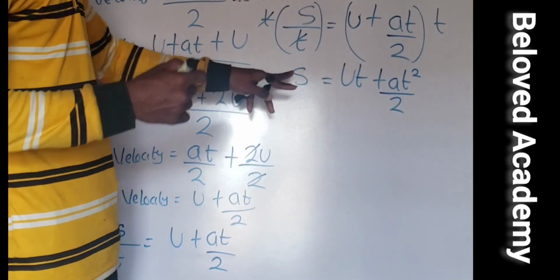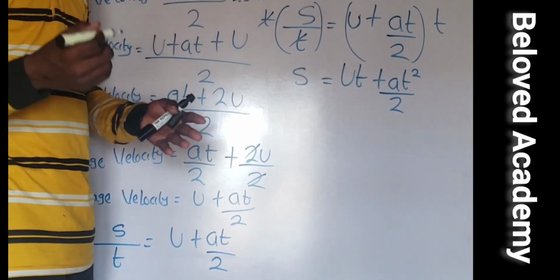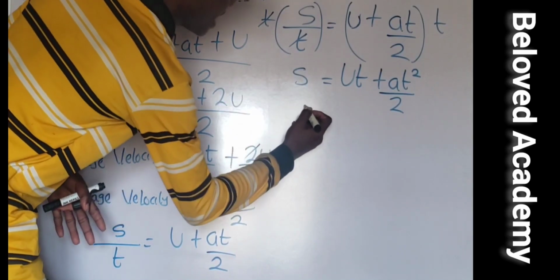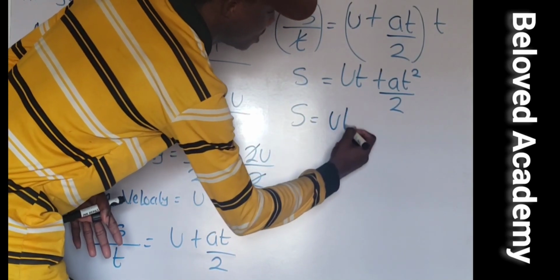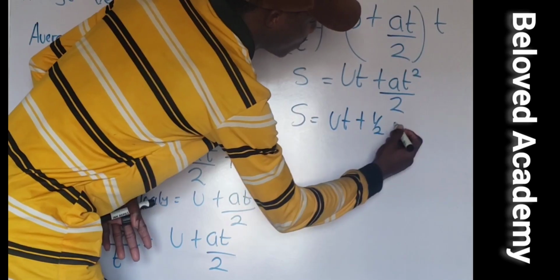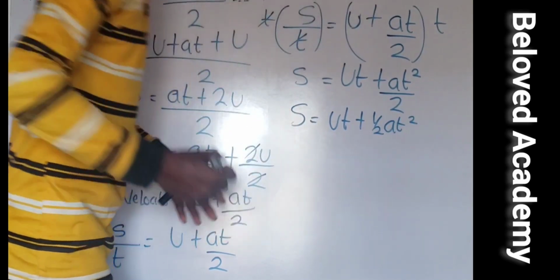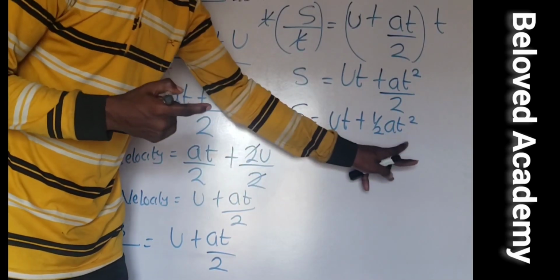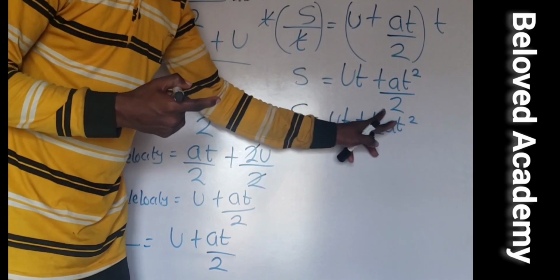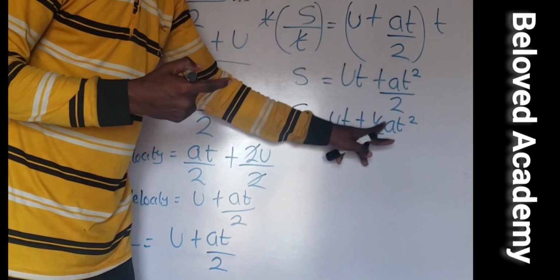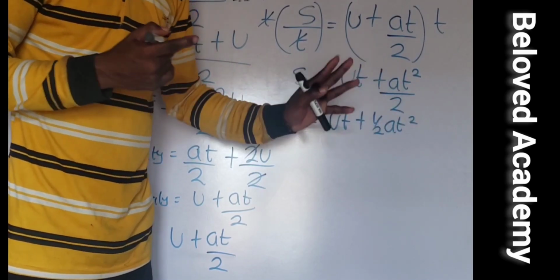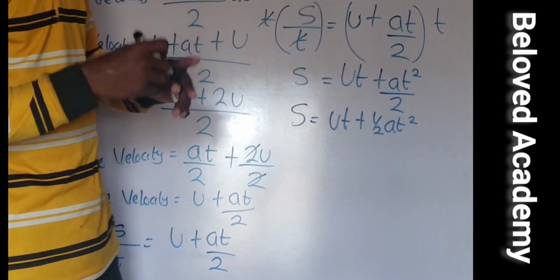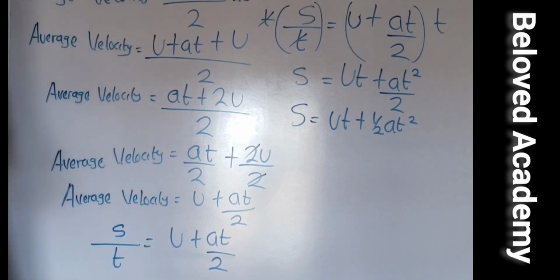Now, this is the second equation of motion, but you can rewrite this. You can write it as s equals ut plus 1 over 2 at squared. It is also the same thing, because for this, at squared will multiply the 1, which is at squared, and this 2 will come down, which is 2. Are you paying attention? So that is the second equation of motion. s equals ut plus 1 over 2 at squared.